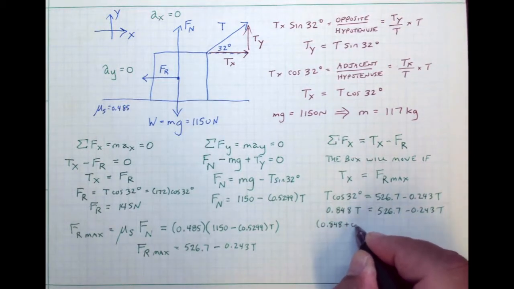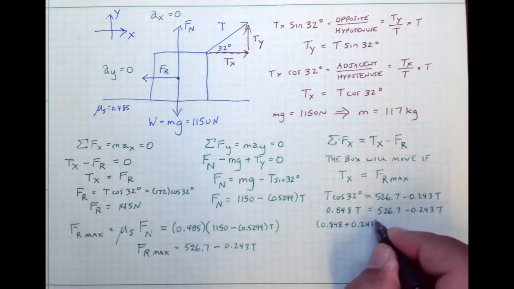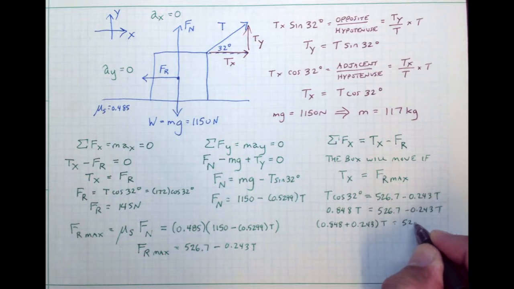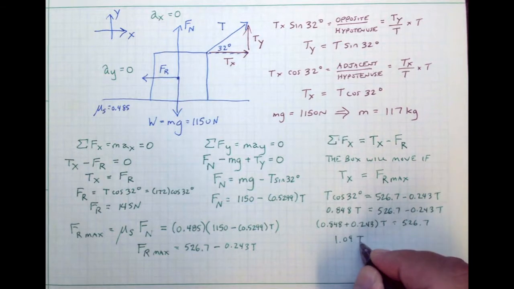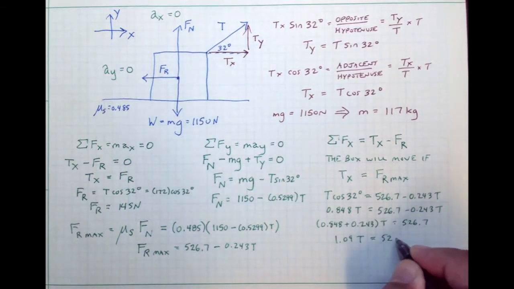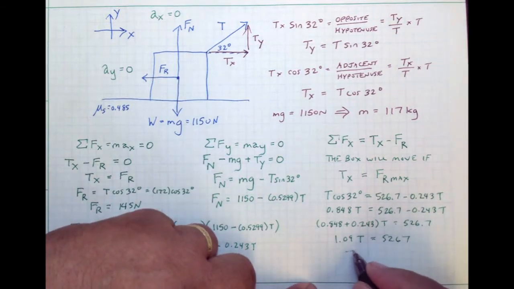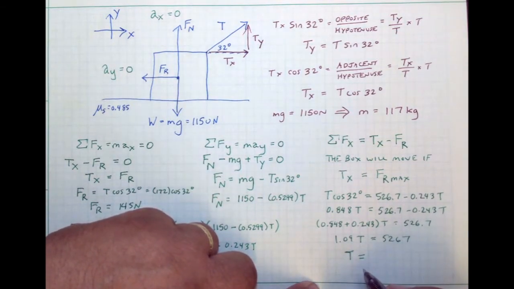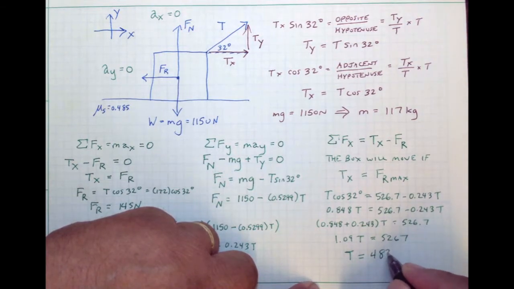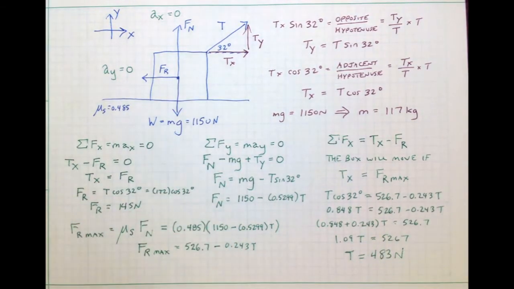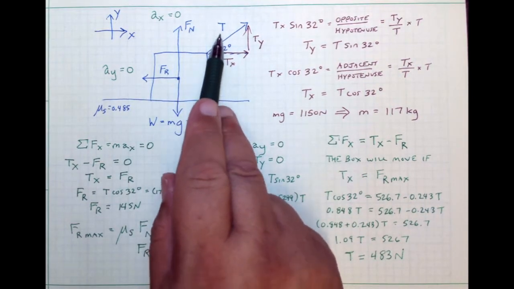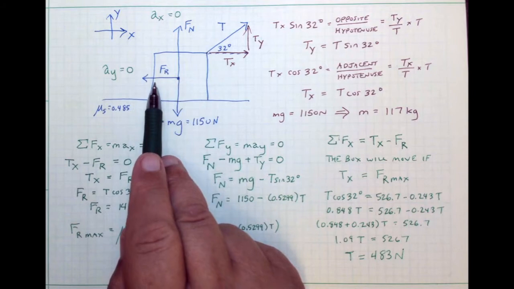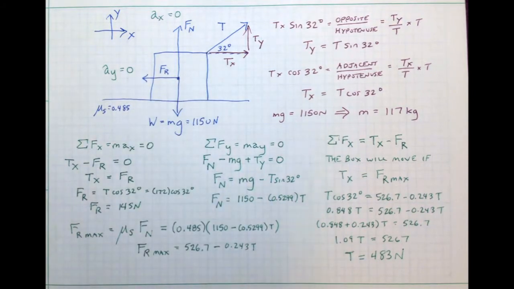And so we get 0.848 plus 0.243 times T equals 526.7. This is 1.09 times T equals 526.7. And that gives us a tension of 483 newtons. So this represents the minimum amount of force that we have to exert so that the x component of that tension can overcome the static friction force and begin to move the box.